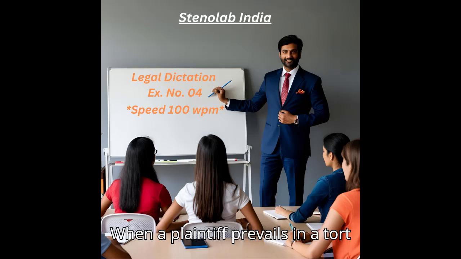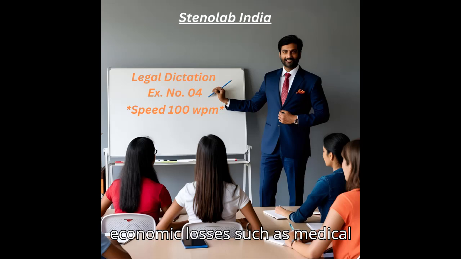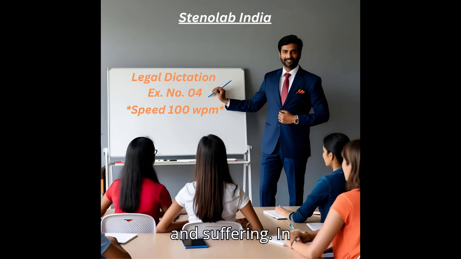When a plaintiff prevails in a tort action, the court may award compensatory damages, which include economic losses such as medical expenses and lost wages, as well as non-economic damages like pain and suffering. In certain cases, punitive damages may be imposed to punish egregious misconduct and deter similar future conduct. Equitable remedies, such as injunctive relief, may also be available, particularly in cases involving ongoing harm.